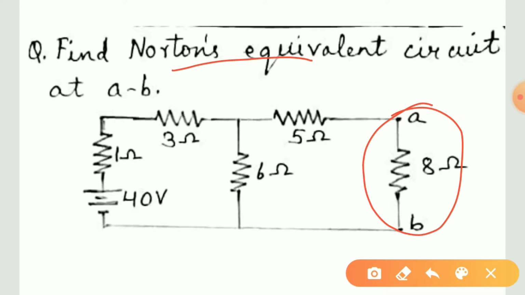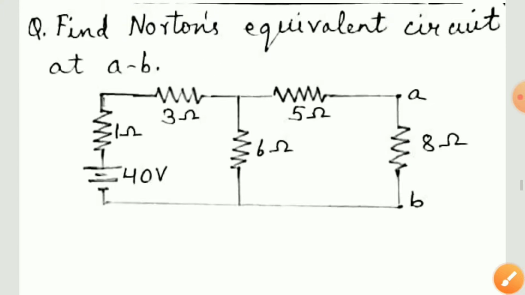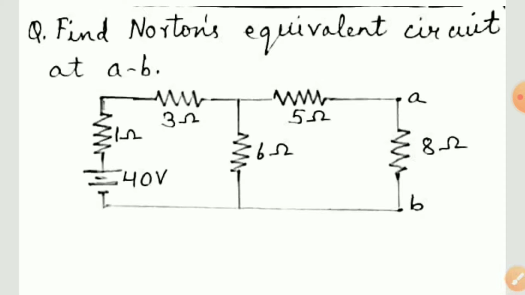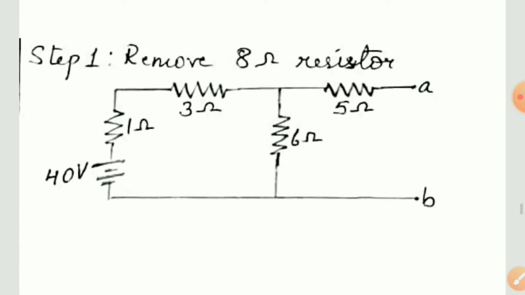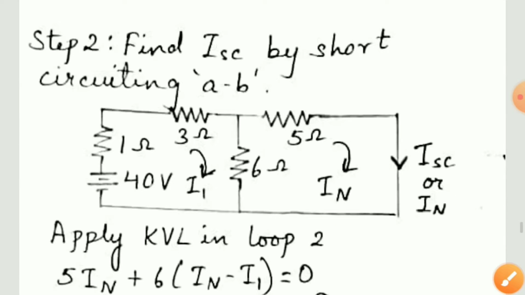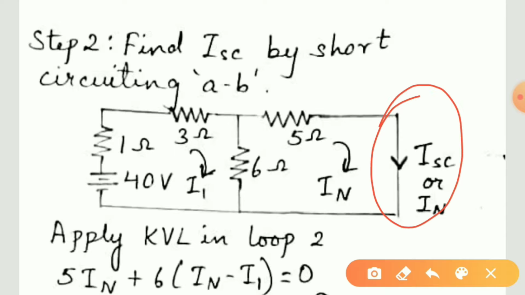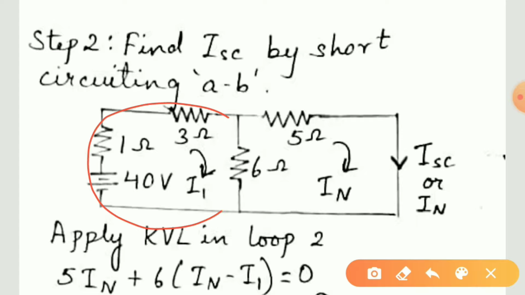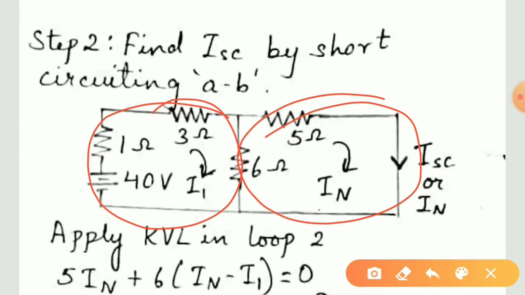Across AB point, load resistor here is 8 ohm. Step 1 for Norton's is to remove the load. So we remove the load here. Step 2 is to find short circuit current at AB terminal. We short terminal A and B and we find current flowing through this loop. So if we look at the circuit, we have two loops here, loop 1 and loop 2. The current flowing through loop 2 is IN, or it can be called ISC.